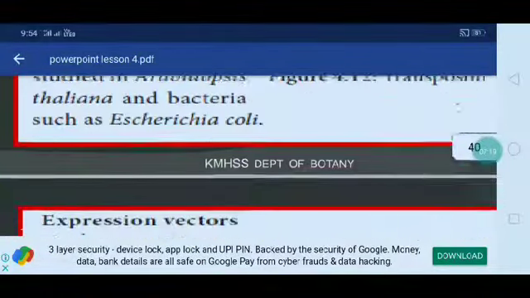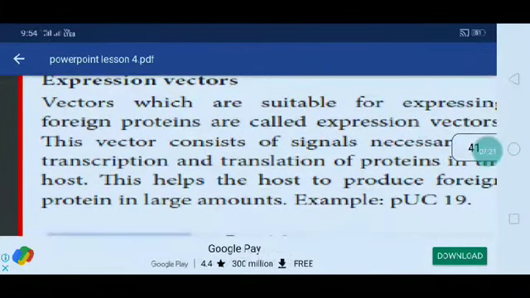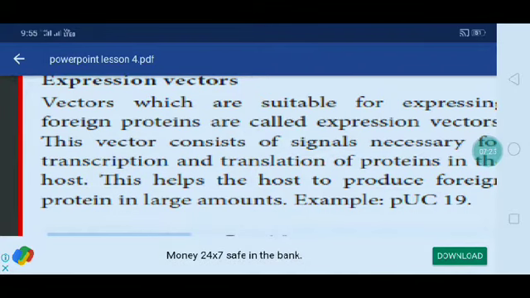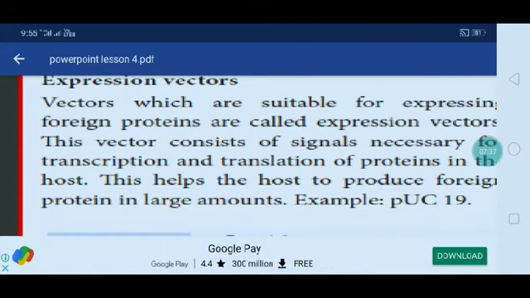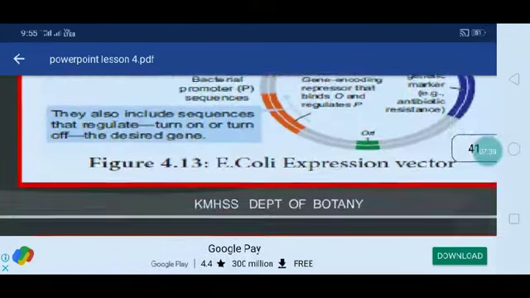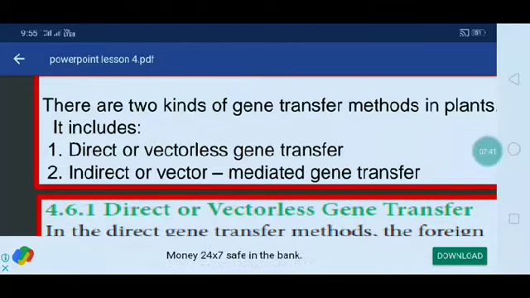You can see. Then the expression vector: vectors which are suitable for expressing foreign proteins are called expression vectors. This vector consists of signals necessary for transcription and translation of the protein in the host cell. This helps the host to produce the foreign protein in a large amount. Examples are pUC19 and E. coli expression vectors.